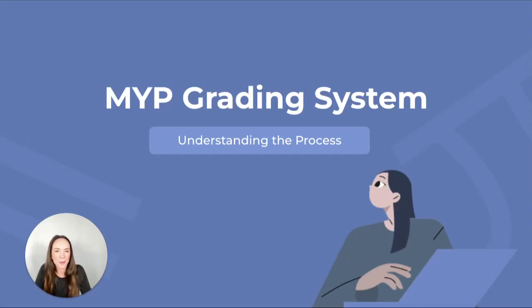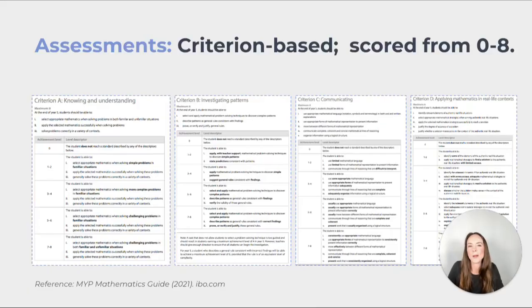Hi, I'm Shannon from MYP Math Tutor, and I understand that the MYP grading system can be a little bit confusing at times. Let's explore how grades are awarded in the MYP, from the assessment task all the way to the report card. In the MYP, students are assessed on 4 different criteria, A, B, C, and D.